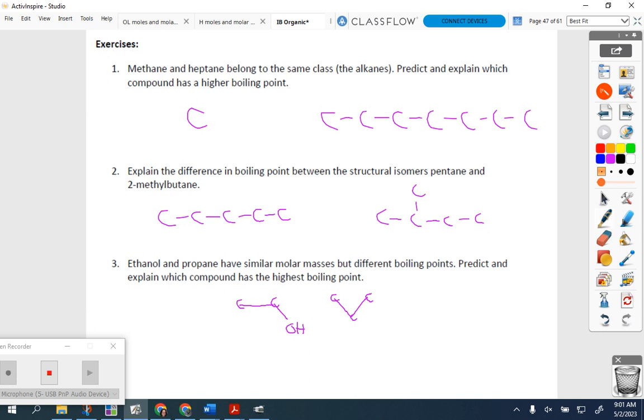But essentially, they have almost exactly the same molar mass, all right? So who is going to have the higher boiling point? Yes. Why? Because of the oxygen. Nick, what about the oxygen gives us a higher boiling point?